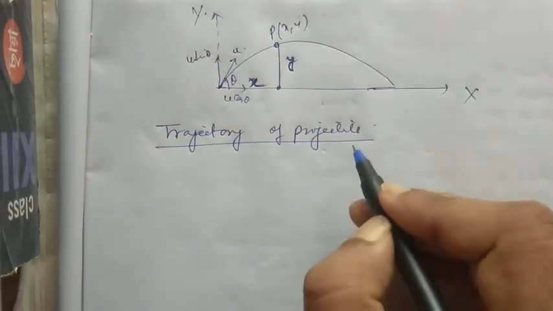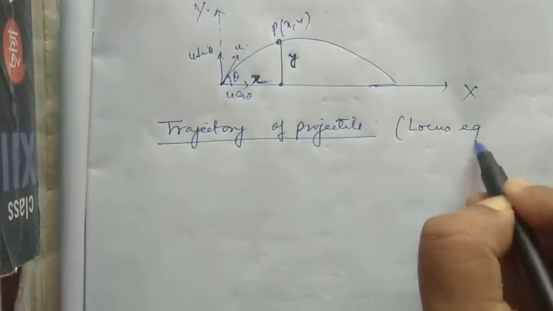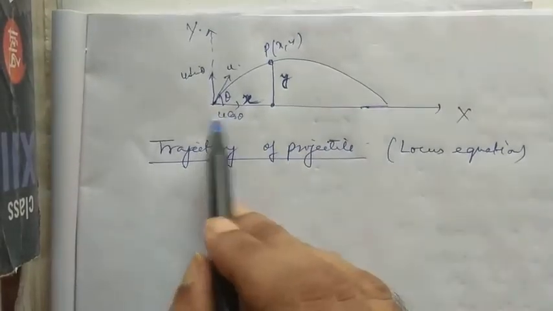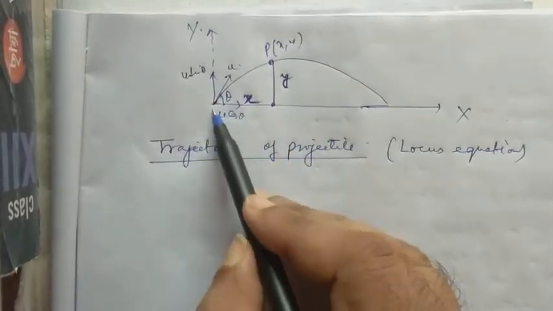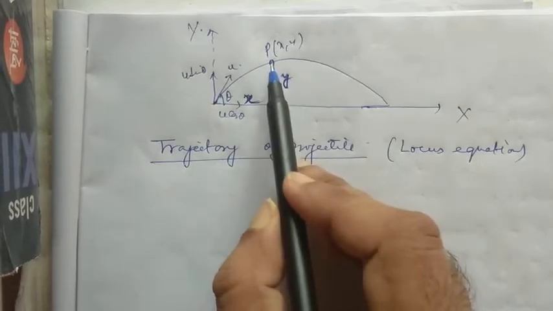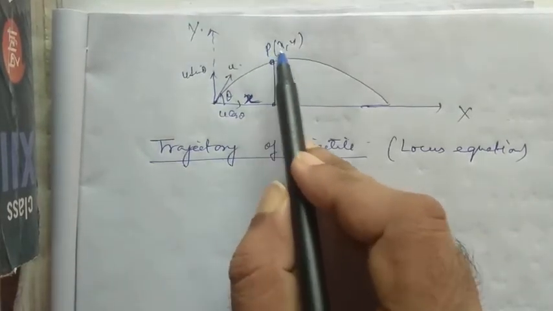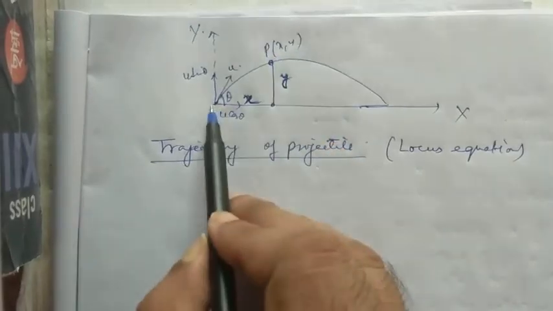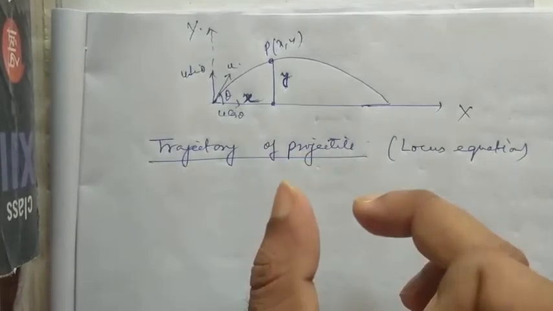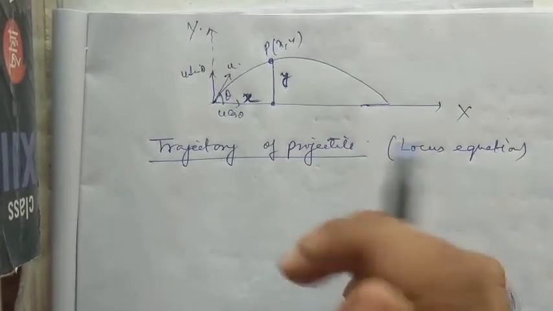Now we try to derive a locus equation of the trajectory of the projectile. Suppose this is the x-axis, this is the y-axis, and the projectile trajectory is shown here. We denote any arbitrary point as P. The coordinates of the point are x and y. That means the shift along the x-axis is x, along the y-axis is y. Now finding the locus equation means finding the relation between x and y.